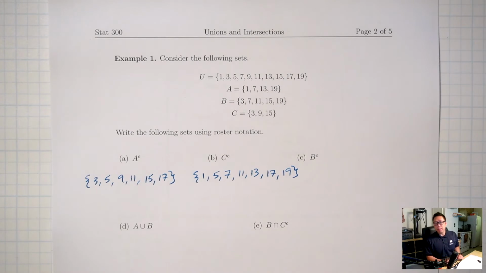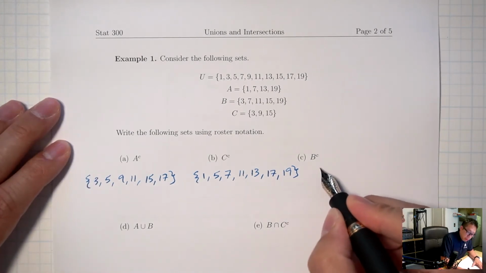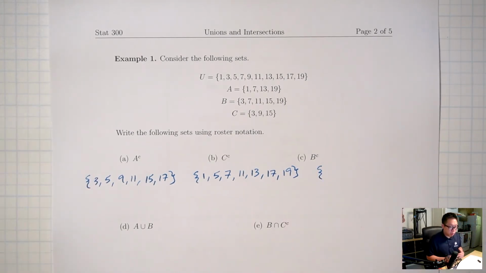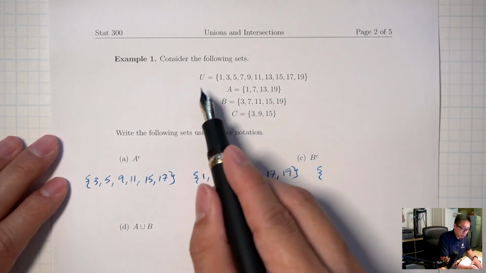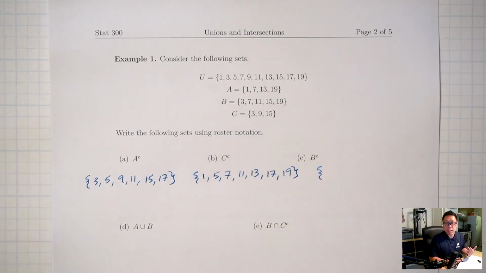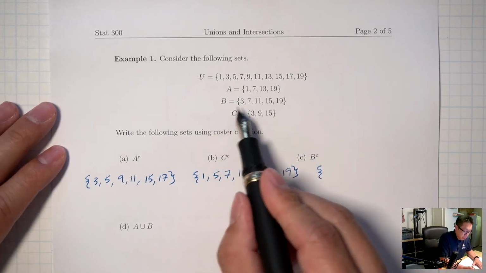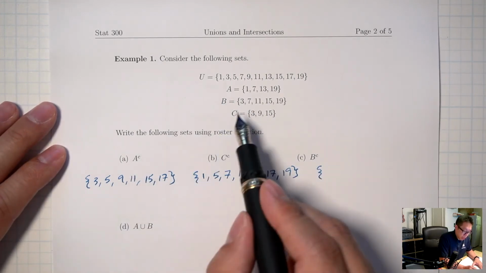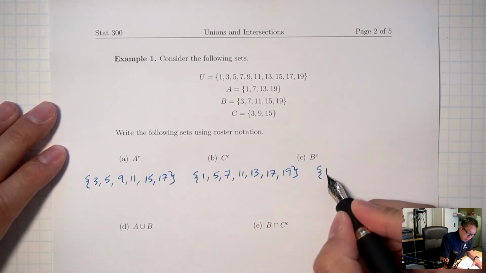And that's C complement. Next up is B complement. These are everything that's not in B. Go through your universal set and pick out everything that's not in B. Here's B. So what is not in B? 1 is not in B. What else?